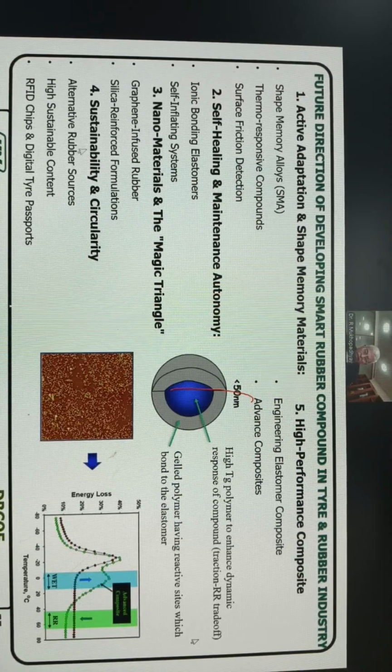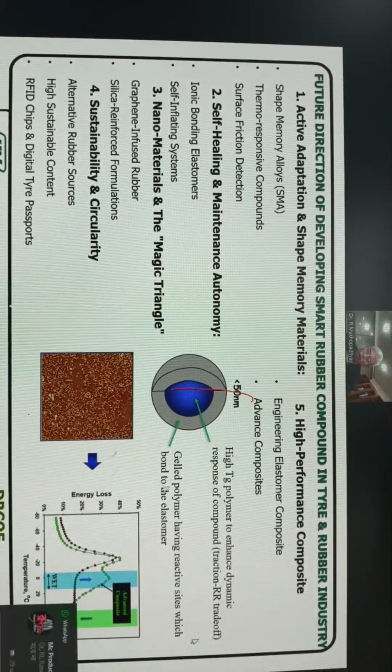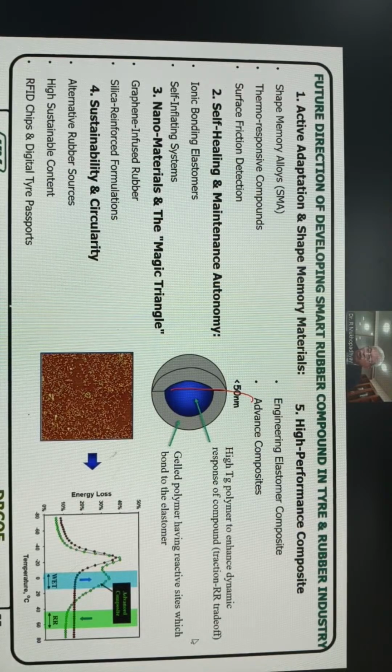If you do that, the alternate rubber sources, highly sustainable material should be there. This is called the future generation, what they're considering, that is the engineering elastomer composite or advanced composite. That the high Tg polymer enhancing the dynamic response of the compound, there is the traction RR trade-off, and the gel polymer having reactive sites which bond to the elastomer. That means this ionic bonding will gain. So these are certain approaches coming for the compounding in the future.